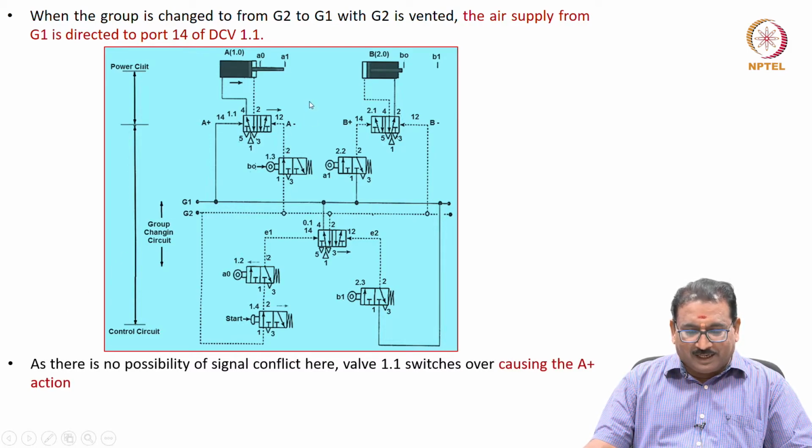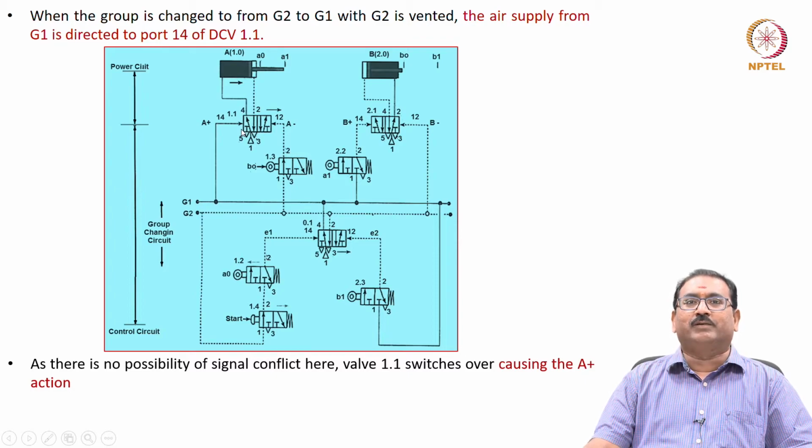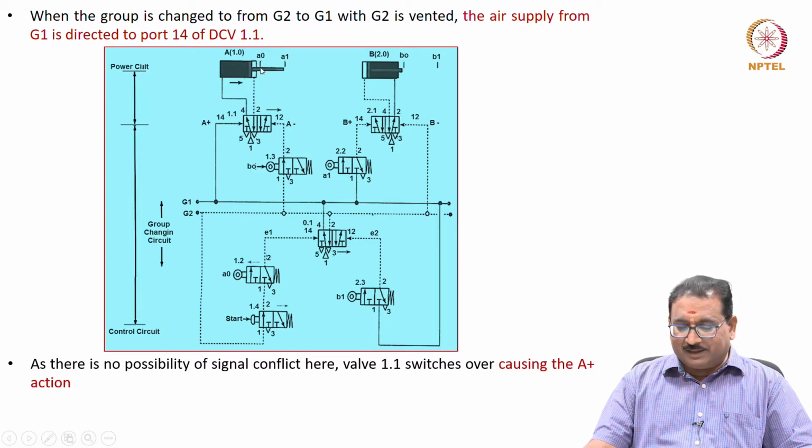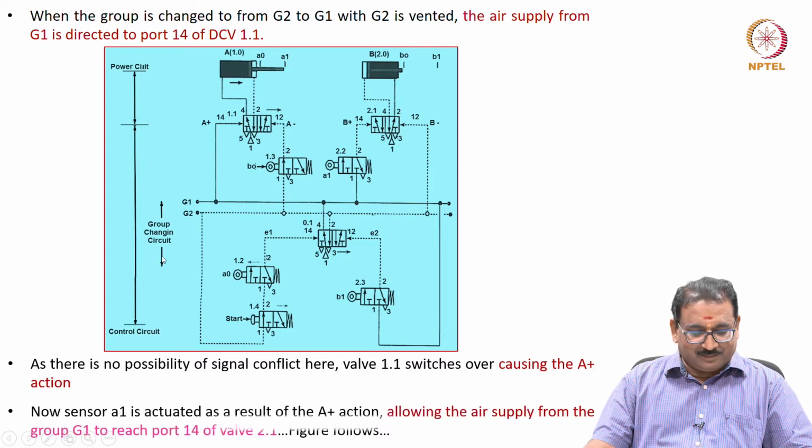Then, as there is no signal conflict, the switchover of valve 1.1 causes the A plus action to take place, because here there is no signal. Now, sensor A1 is actuated as a result of the A plus action, allowing the air supply from the group G1 to reach 14.